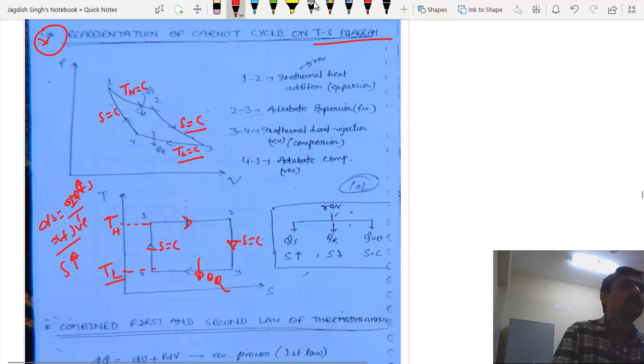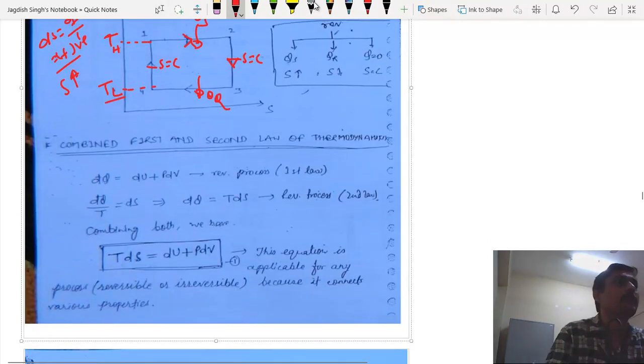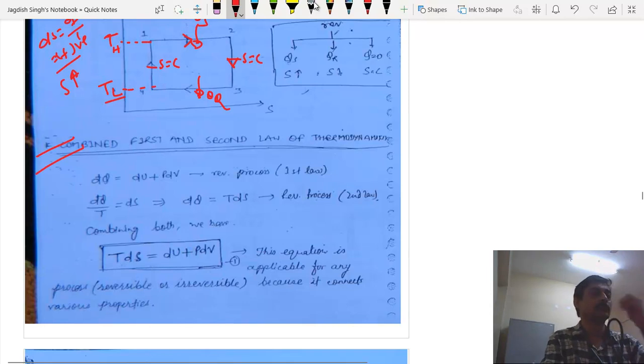Okay, so process 1 to 2 is the constant temperature heat addition process. Process 2 to 3, isentropic expansion. Process 3 to 4, constant temperature heat rejection, where the temperature is TL, and 4 to 1 is isentropic compression. This is the process on the TS plot, right? This is important. We need to understand this Carnot cycle on the TS diagram also, right? Now this is the combined first and second law of thermodynamics.